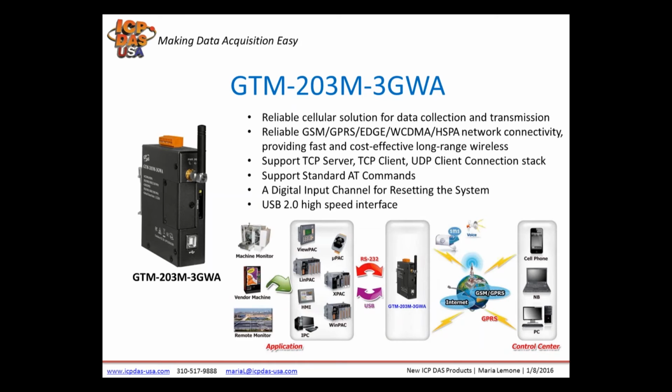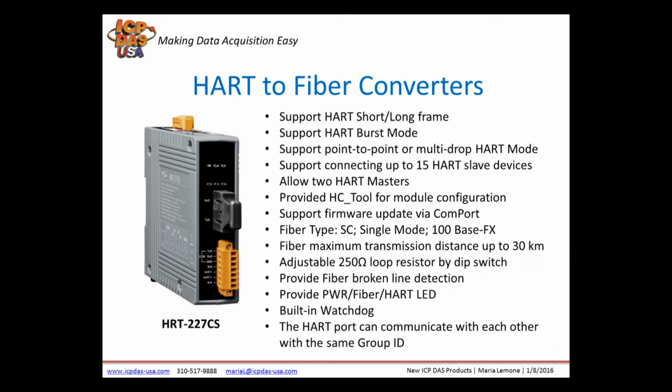It can be used in applications like remote monitoring and control, water, gas, and oil flow metering, power station monitoring, control, and fleet management. Now let's look at another product, Hart to fiber converters. Hart 227CS is a Hart to fiber converter designed to further extend the communication distance through fiber optic connections.